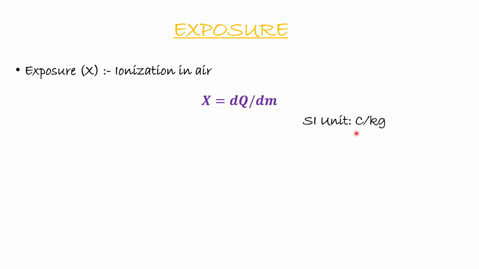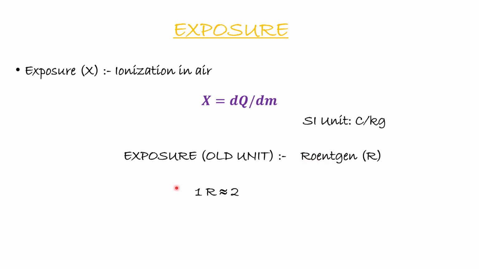The SI unit of exposure is coulomb per kg. There is another unit of exposure called Roentgen. It is the old unit of exposure. So 1 Roentgen is equal to 2.58 times 10 to the power minus 4 coulomb per kg.